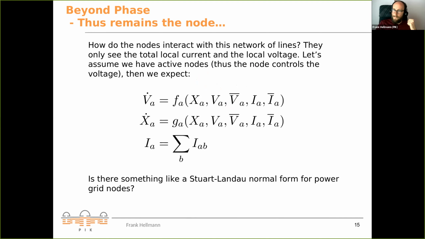Here we have to start inputting more desiderata and more knowledge we have about how the system is designed and what it is designed to achieve. So they only see the total local current and the local voltage, so we have a function of VA and IA. I'm assuming we have active nodes and that their reaction is in some sense smooth. So we have a differential equation here, and we have some internal degrees of freedom at the node, maybe, that we call X.